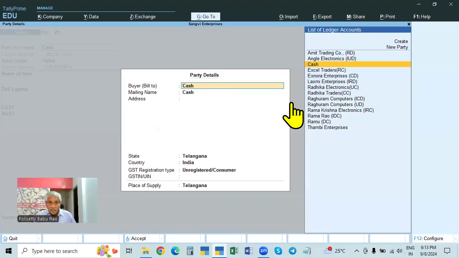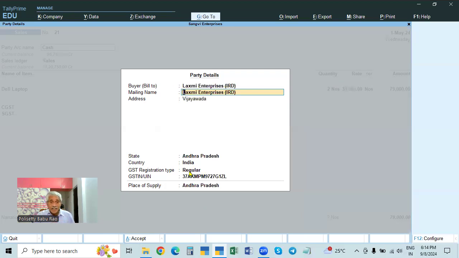If we are selling for cash to an already existing customer, for example, here Ramu is a consumer. Consumer means not registered. We'll take up IRD, that is, interstate regular dealer. Interstate means interstate. If you select this, which is already created, all the details will be there. Regular, interstate. So the place of supply also will be interstate.